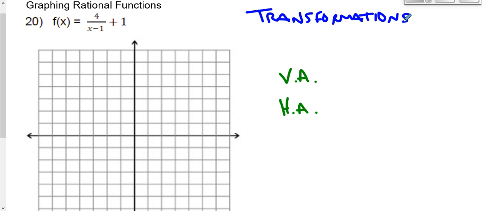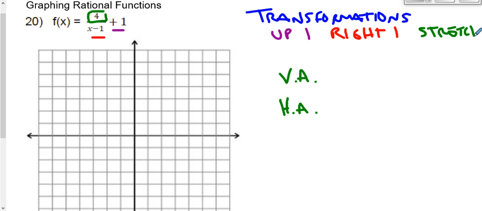In this equation, I have a +1 at the end. That's the k position. It's at the very end, which means that's going to move us up one spot. I also have a -1 inside the denominator with x. That's the h position. And a negative moves us to the right. So we're going to the right 1. Last but not least, I have a 4 in the numerator. That is a stretch. That's an a value. So that's going to stretch by 4. Those are all 3 of my transformations.